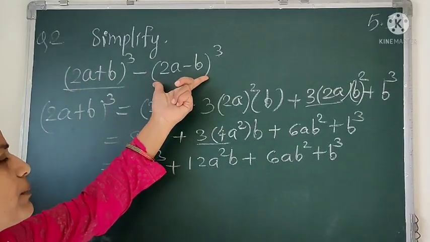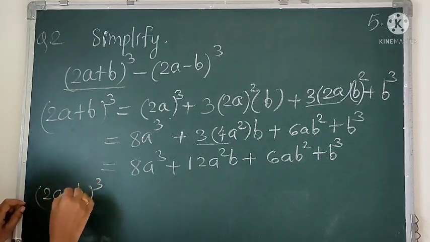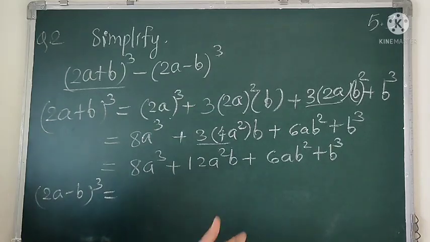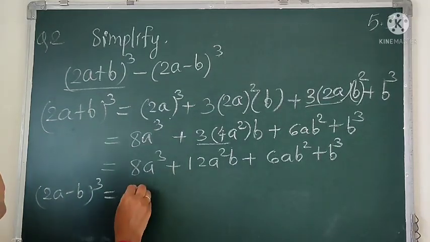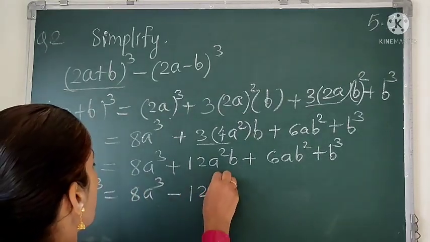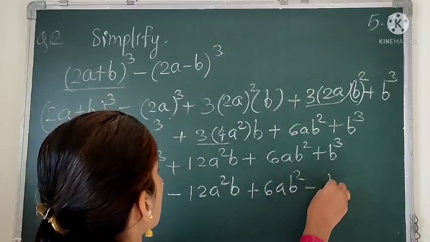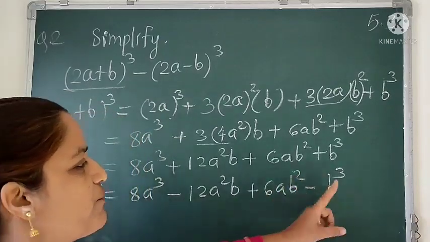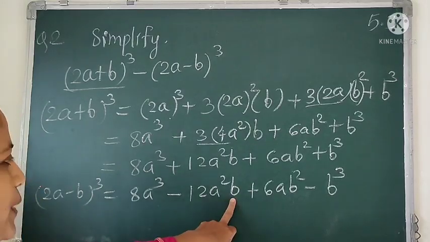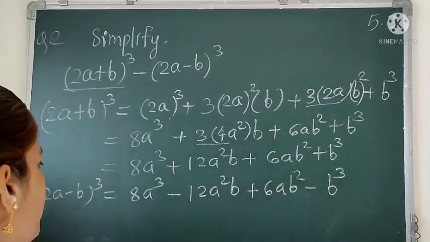Now we will do the expansion of (2a - b) cube. The terms are the same, but at some terms the sign changes. First term as it is, then minus 12a square b, then 6ab square and minus b cube. The second term and fourth term will be minus because the power of b is odd, power 1 here and power 3 here.